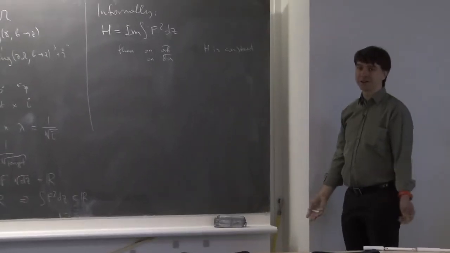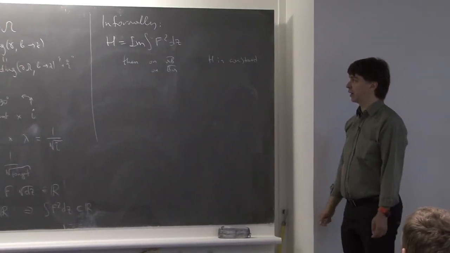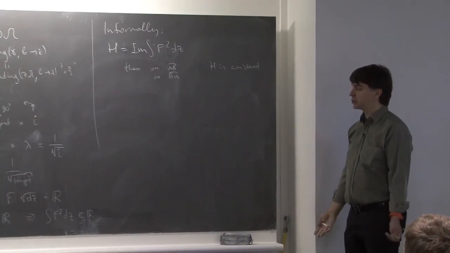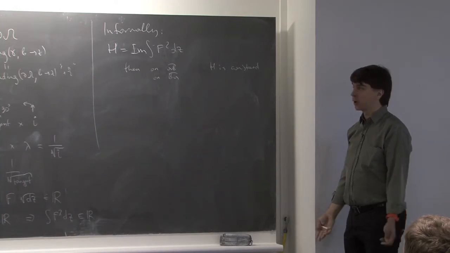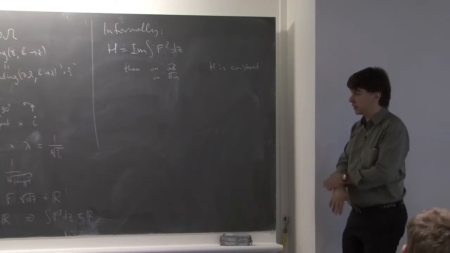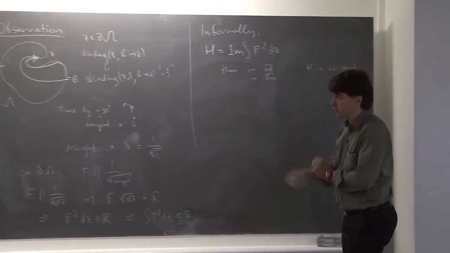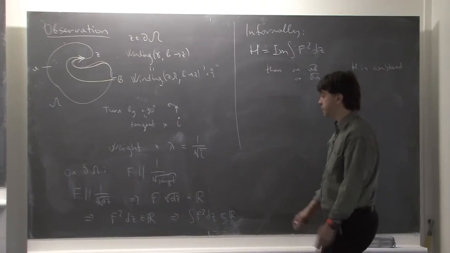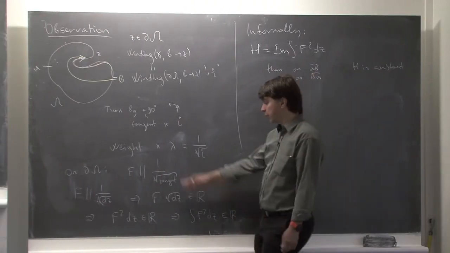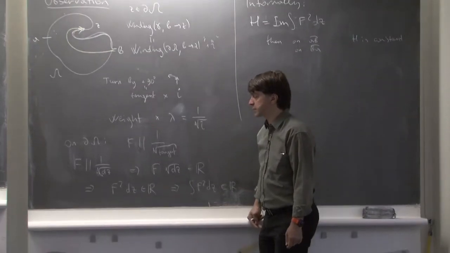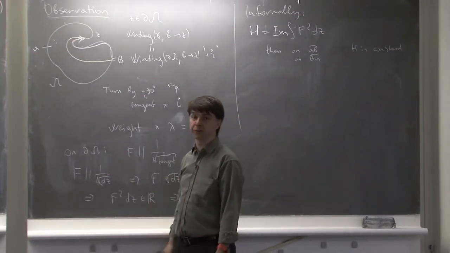So we have a discrete function f, which is discrete analytic in the usual sense if we restrict to vertices, and for which, informally, on the boundary we can say that f is parallel to 1 over square root of the tangent vector.